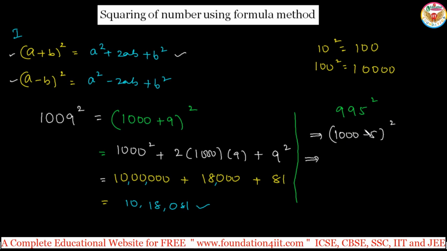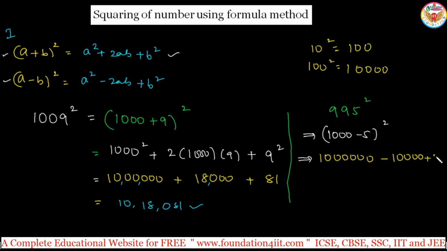Just imagine the number which is close, either adding or subtracting, and write the steps directly. Now, 1000 square, just after 1, six zeros: 1, 2, 3, 4, 5, 6. Again minus 2ab. So minus 2 into 1000 into 5, calculate in mind. 2 into 5 is 10, again into 1000, so after it again four zeros, right? Plus the second number square, so 5 square is 25. Simple. From this number you can subtract this. If you keep the commas, you can directly do it.